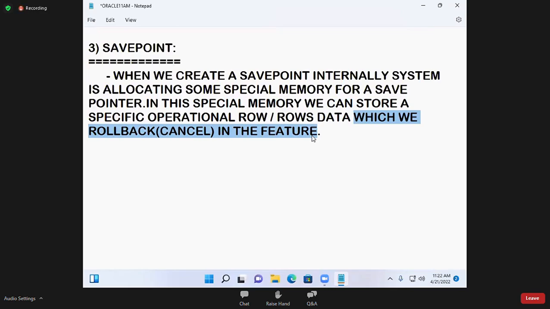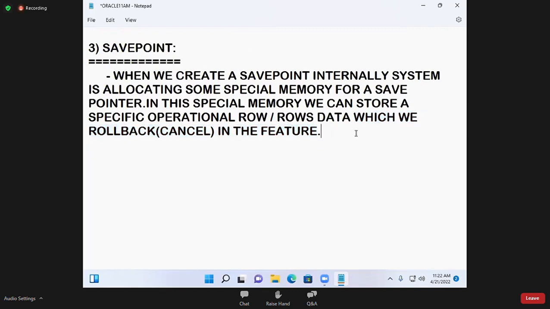And that special memory we are creating by using pointers. So whenever you want to create a pointer, one special memory will be allocated for you. In that special memory, I keep my required transactional information, and whenever I want to roll back, I can roll back. So that is the purpose of the savepoint.